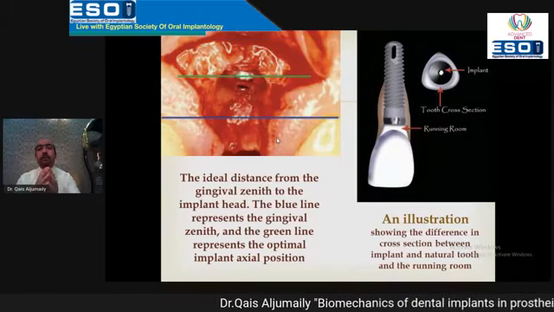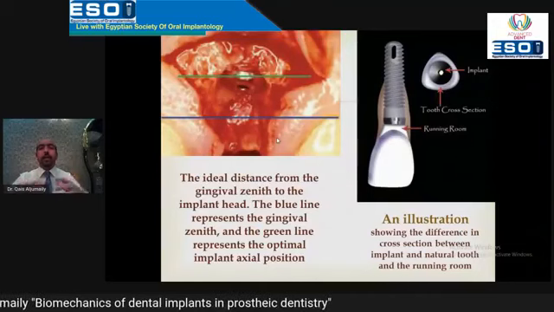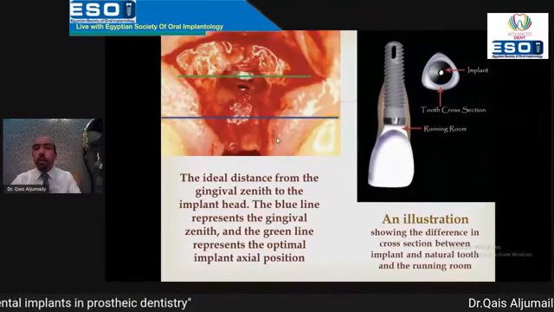Always think that the natural root is much wider and irregular in shape compared to our fixture.